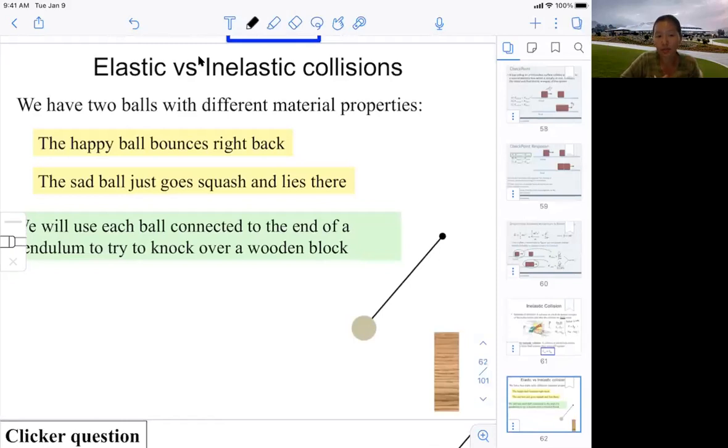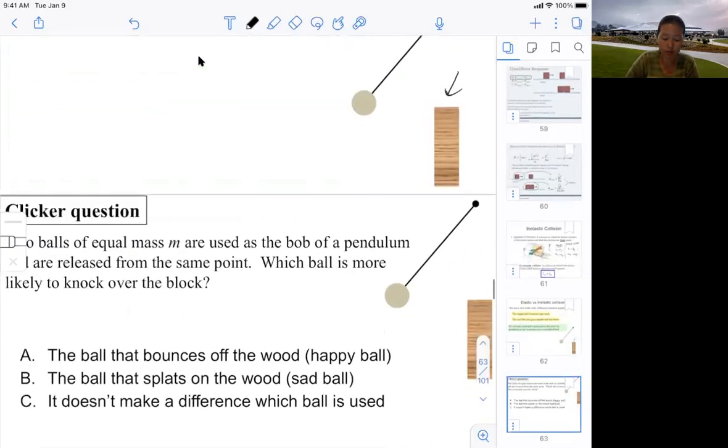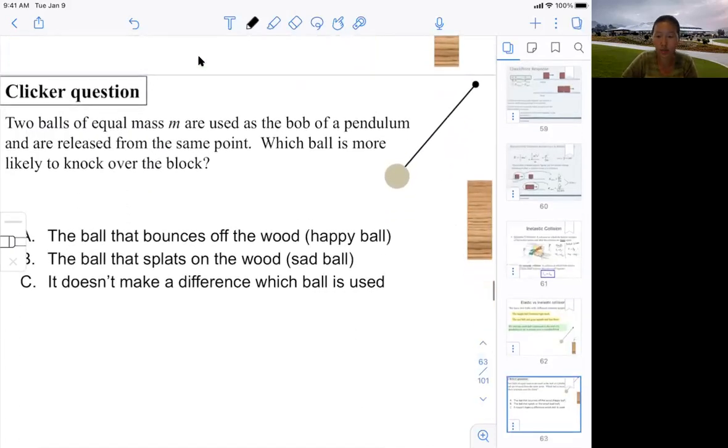Or you can have a sad ball. When it hits something, it just lies there. So we use two different materials, and we're trying to knock over this piece of wooden block. Okay, so we try to release it and then see which one can knock this over more easily. So this is a question I want you to predict. We release them from the same height, the happy or the sad. Which one is more likely to knock over the block? Okay.